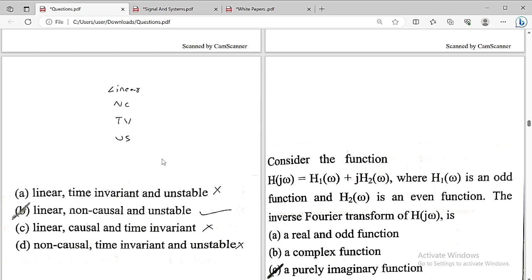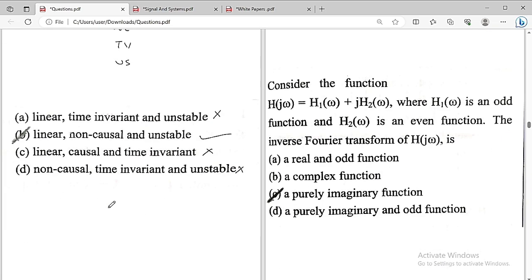But if they want to comment on the time variant, this is also time variant. So we can say the given system is linear, non-causal, time variant, and unstable. So option B is going to be present there. So option B is the correct solution of this question. Now we are going to solve the other question.